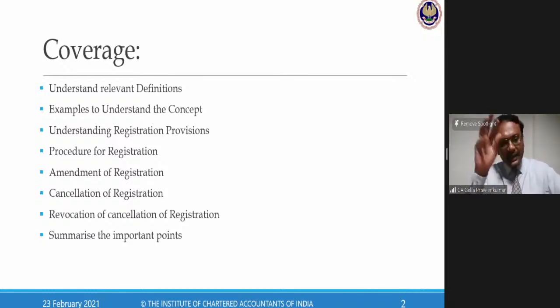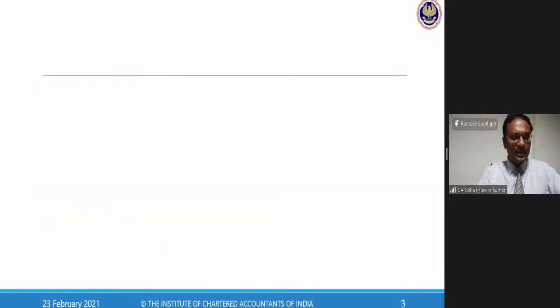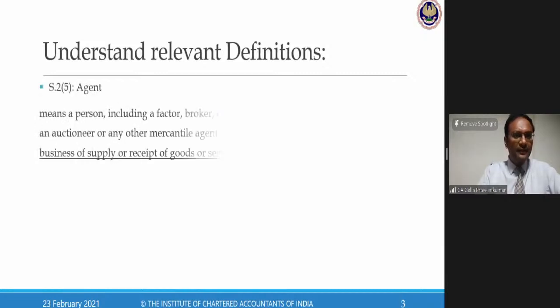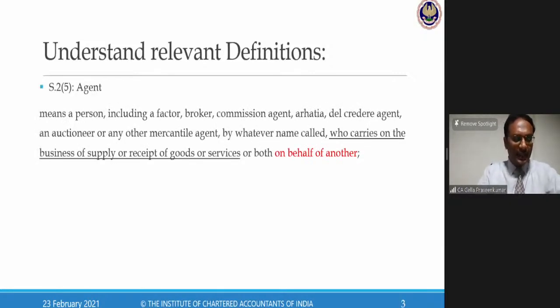So what we'll do, we will try to have a detailed understanding of the important aspects, whatever we have discussed till now. We will study all these particular important aspects. Now, to start with, we have the first definition called agent. Agent under GST law.